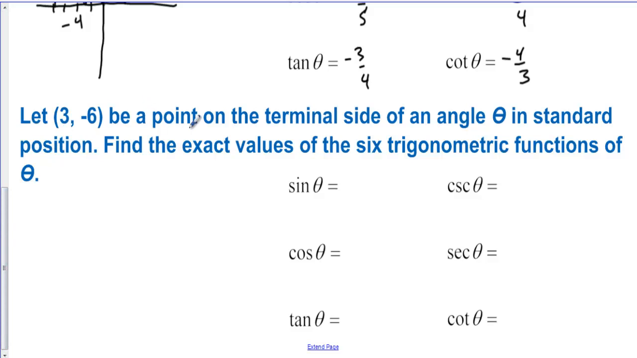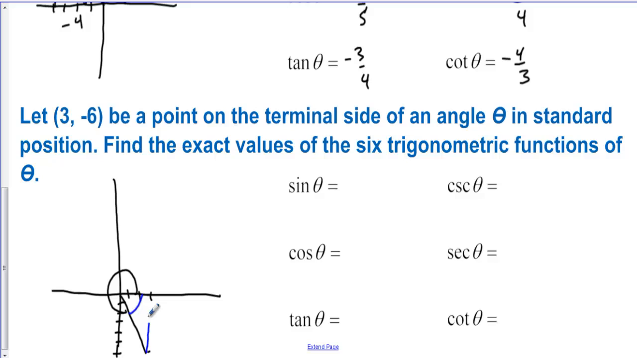Let (3, -6) be a point on the terminal side of an angle theta in standard position. Find the exact values of the 6 trigonometric functions of theta. So we're going to plot the point (3, -6). 1, 2, 3, 1, 2, 3, 4, 5, 6. I didn't plan that out real well, did I? So here is the angle right here. That's that angle. We're going to use the reference angle. So we're going to use this angle right here.